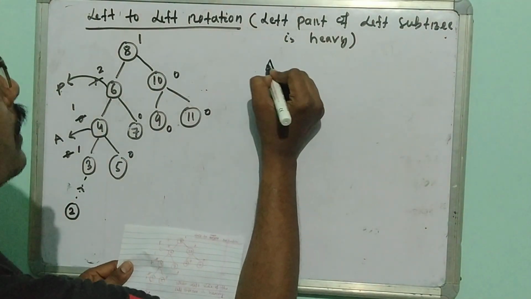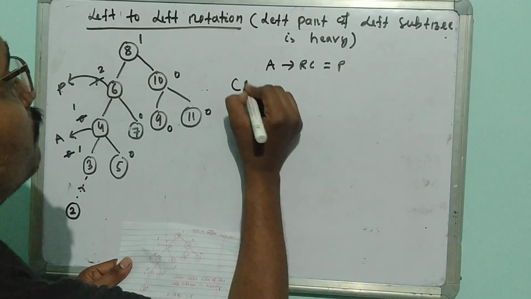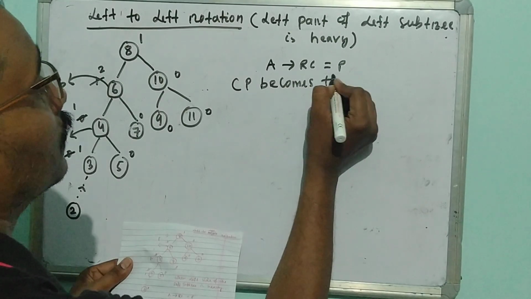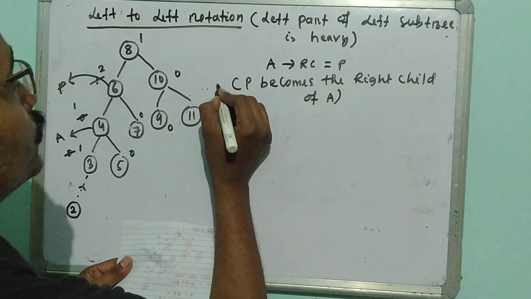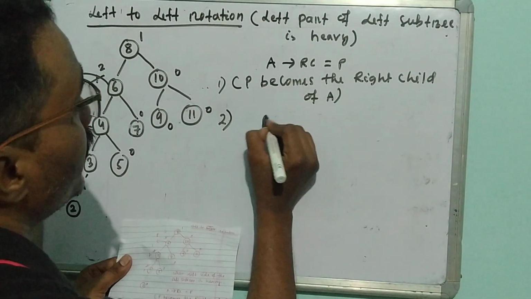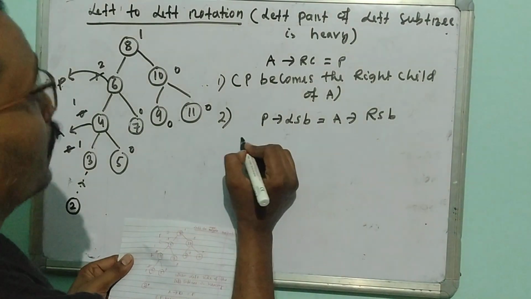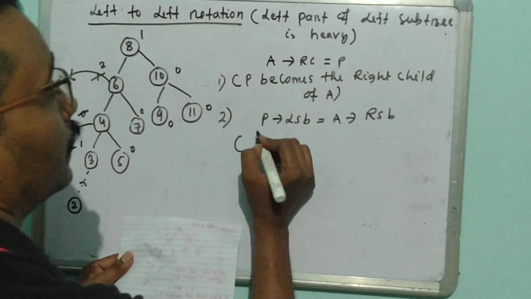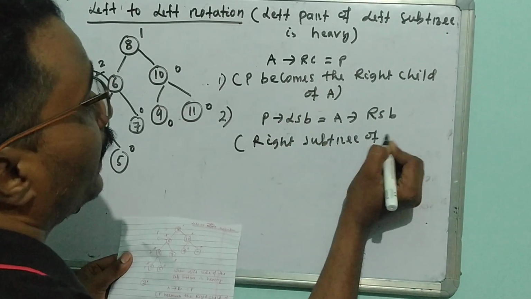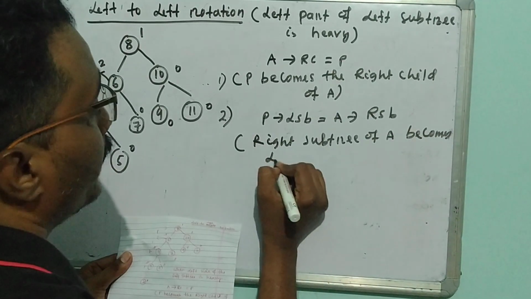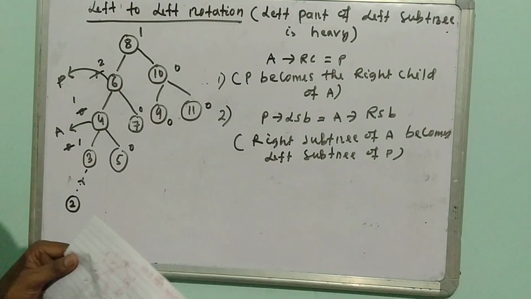The first equation is A's right child is equal to P. That means P becomes the right child of A. The second equation is P's left subtree is equal to A's right subtree. That means the right subtree of A becomes the left subtree of P.